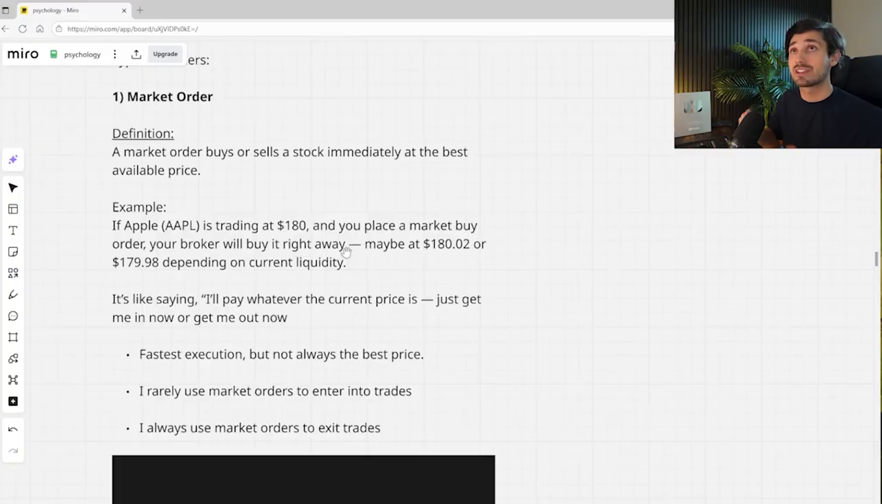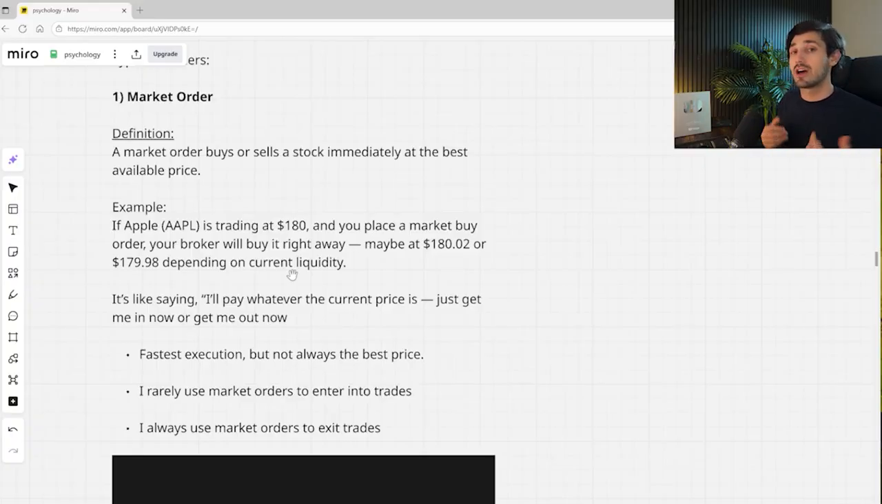It's not going to fill you, or it's not guaranteed to fill you at your desired price. Meaning, let's say the price is at 180, you press a market order to buy. Maybe by the time your order executes, the price moves and it'll fill you either at 180.02, or maybe if it's really moving fast, it's going to fill you way late at 180.20. Or maybe it'll fill you below that price, at 179.98 or 179.90. And that is really going to depend on how quickly the stock is moving.